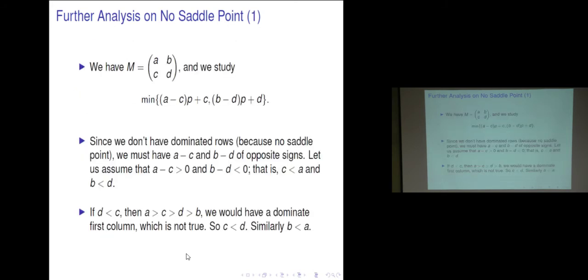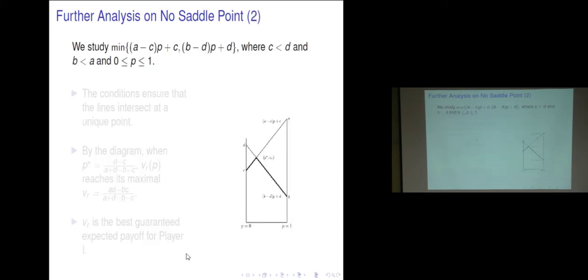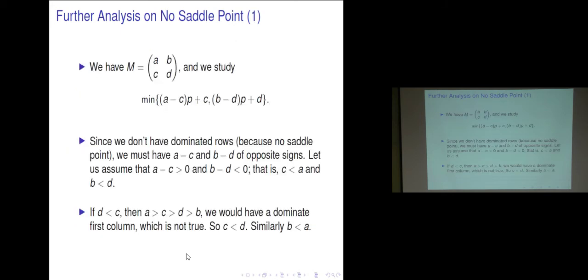Okay, so that's why I do this here. Right? I want to show you that C is less than D. So I want to rule out D less than C. If D is less than C, then what happens? Then A is bigger than C, C is bigger than D, and D is bigger than B. So A is bigger than B.